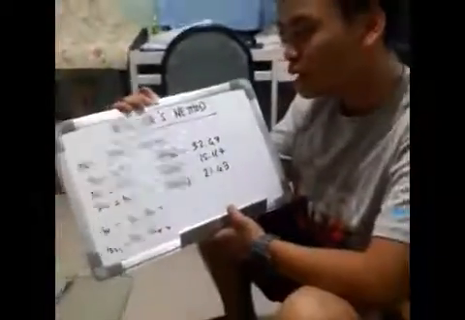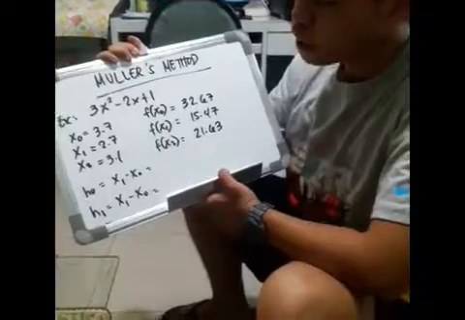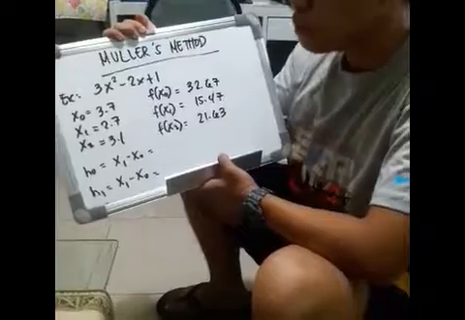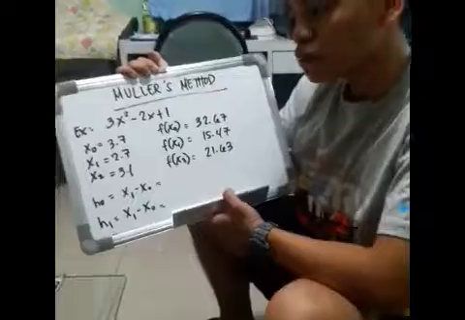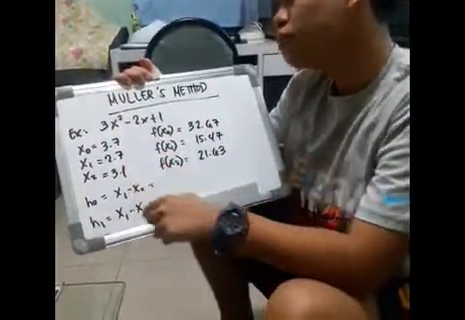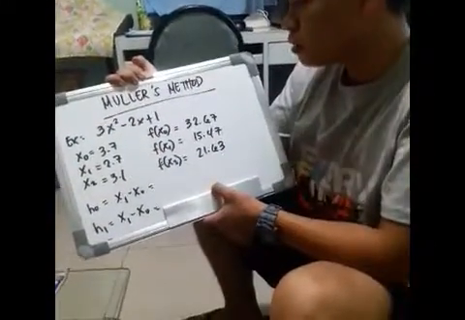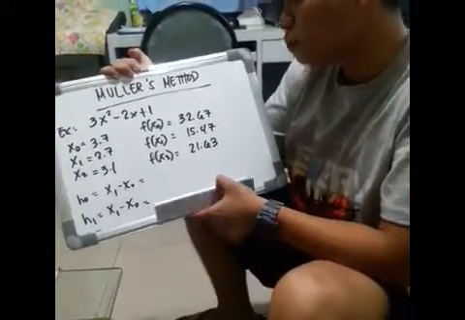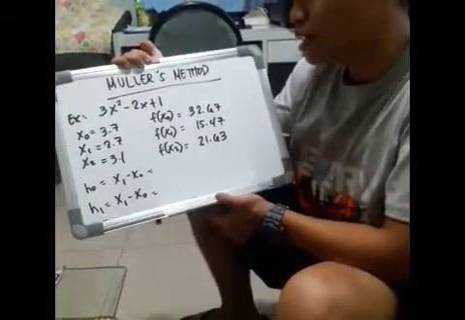Example: 3x squared minus 2x plus 1. The given are initial guesses. x sub 0 is equal to 3.7, x sub 1 equals 2.7, and x sub 2 is equal to 3.1. For the functions of those, as we all know, we will be plugging those values into this function. So f(x sub 0) is equal to 32.67. f(x sub 1) equals 15.47. And f(x sub 2) is equal to 21.63.